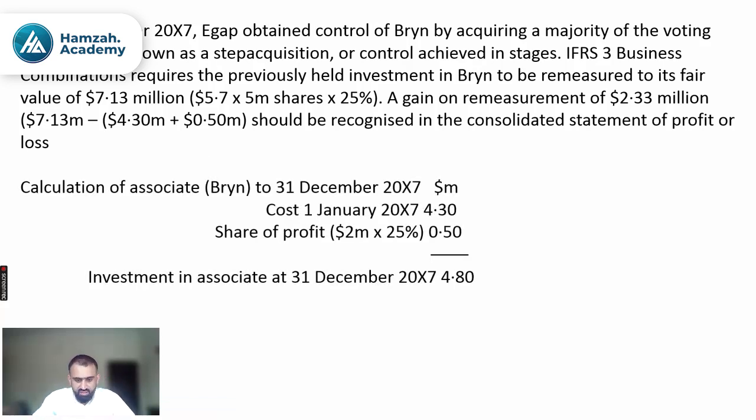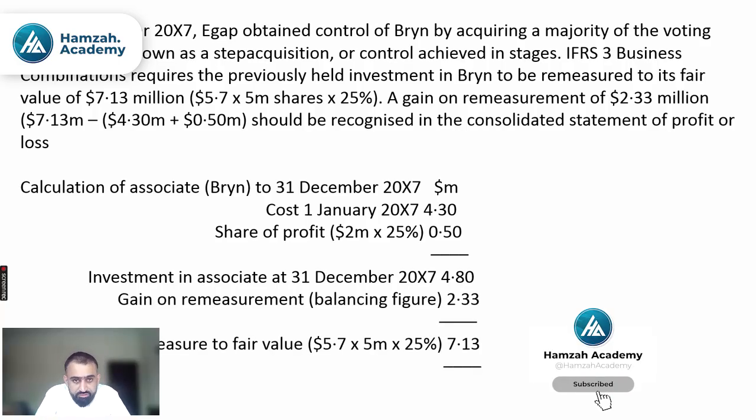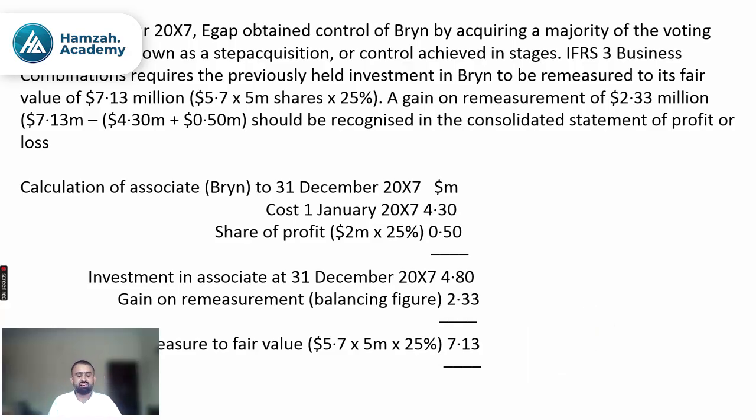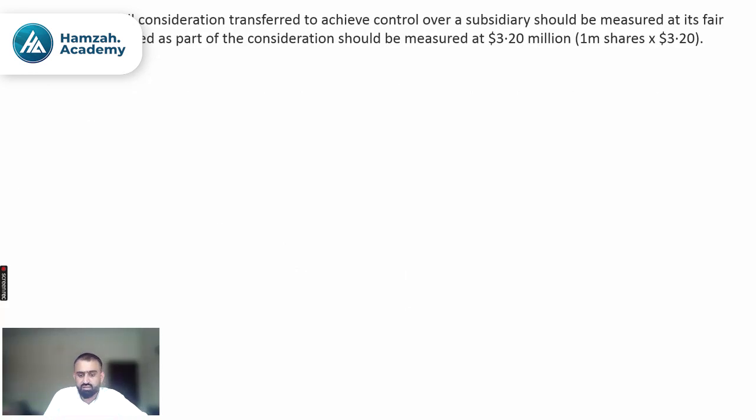So, as you can see, we have already discussed the carrying value of the associate is 4.8. The fair value of the investment already held at the date of acquisition of the company is 7.13. So we have a 2.33 million gain, which will be recognized in the consolidated profit and loss account, and from the profit and loss account, it will be recognized in group retained earnings or consolidated retained earnings. Now, they have also committed some mistakes in the calculation of the goodwill that need to be rectified as well.